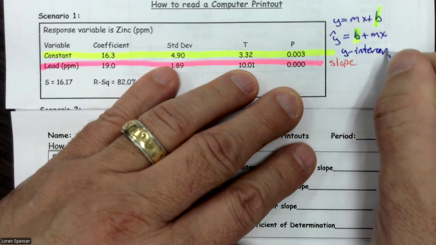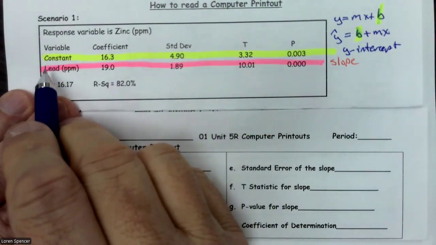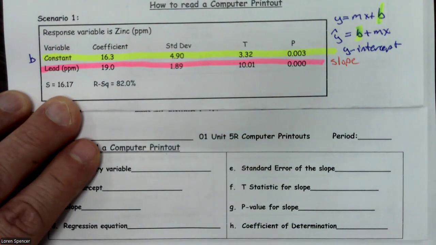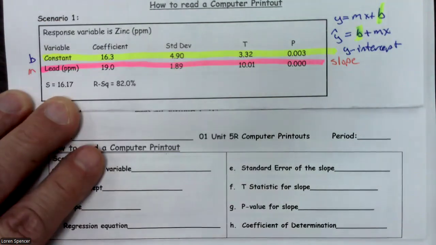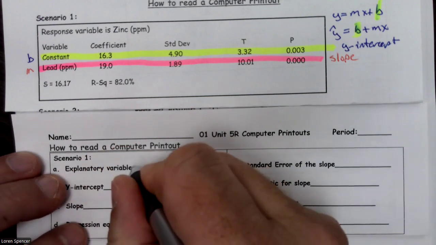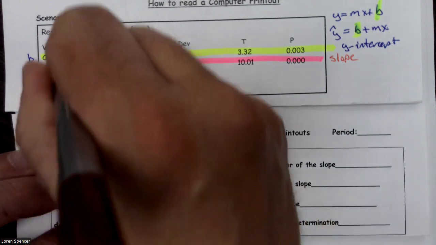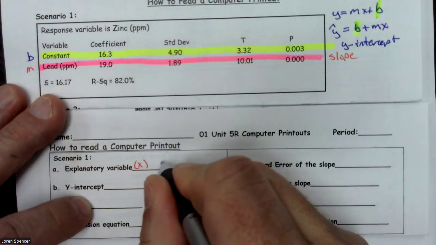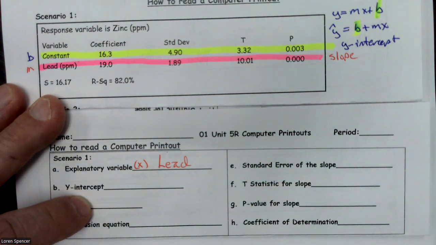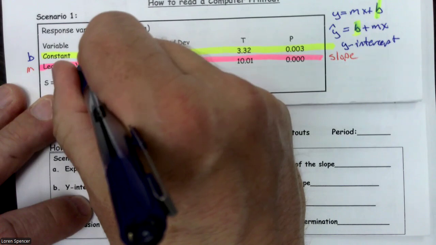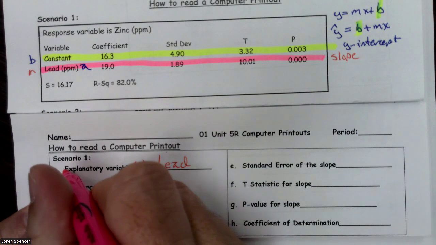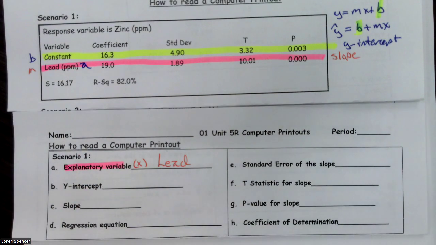It's really easy to identify the y-intercept row because it has the word constant. So look for the word constant, and you have your y-intercept row, and right below that will be your slope row. So the very first thing it asks for is our explanatory variable, which is just our x. Well, in this case, our explanatory variable is lead. So we're going to label this A right there. And that's on the slope row, and it always will be. The explanatory variable will always be on a slope row.